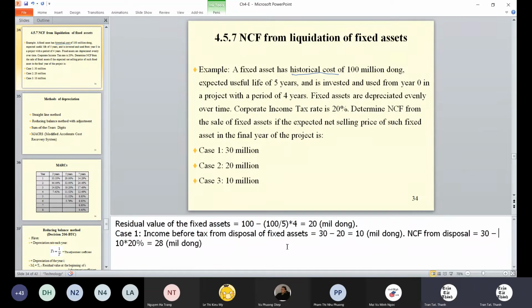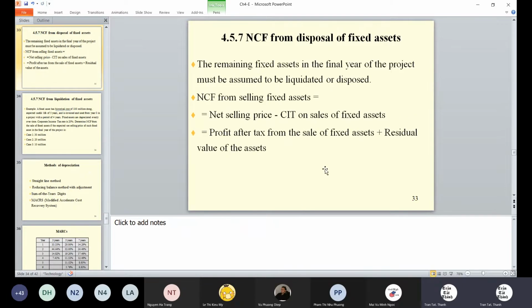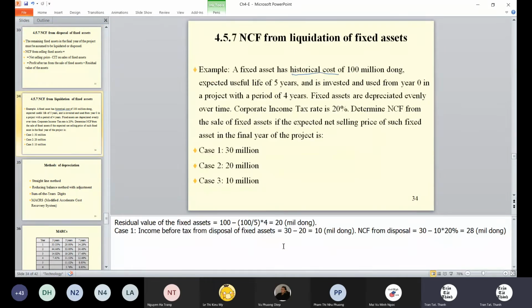But we can use two different ways to calculate that. The first one is to take the net selling price minus the corporate income tax on sales of the fixed assets. That's the first method, the first approach. The second approach to calculate that is to take the profit after tax from the sales of fixed assets plus the residual value. Let's check if it is correct.